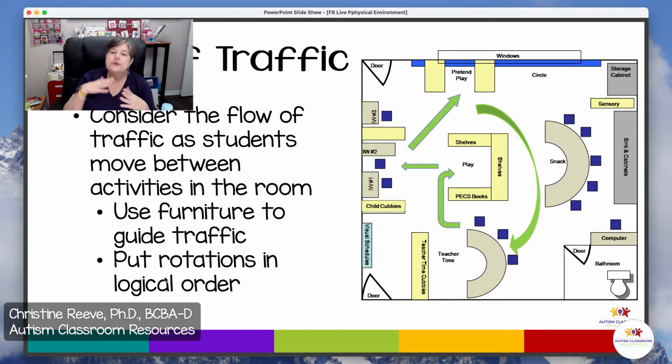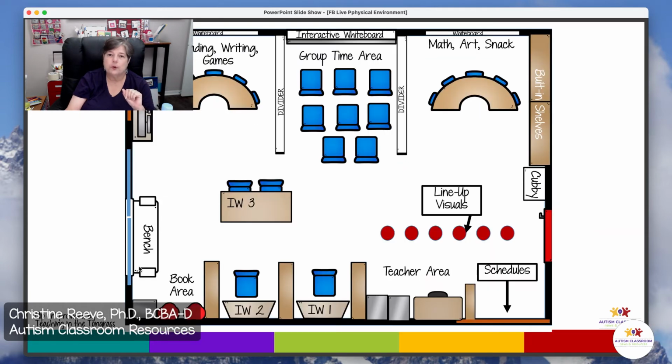So you want to make sure that your furniture is moving the kids around the room, that it's telling them which way to go, that it's not blocking their direction. But sometimes you want to be able to block it. Sometimes it's nice to be able to go, okay, we've opened this up and now I'm going to close this up. And you want to have your rotations in a logical order because you want it to be predictable.